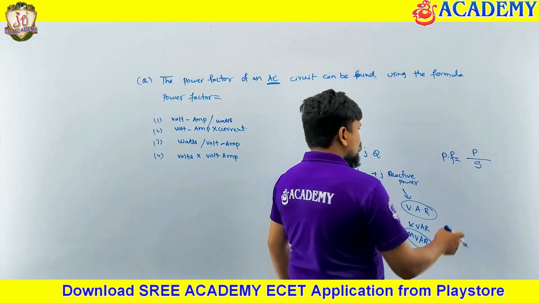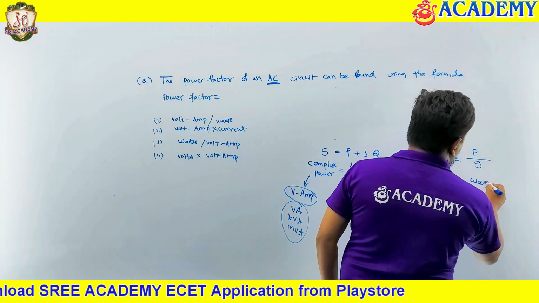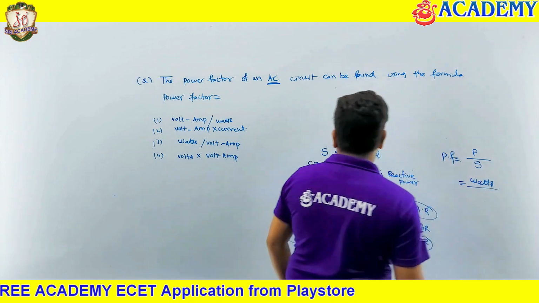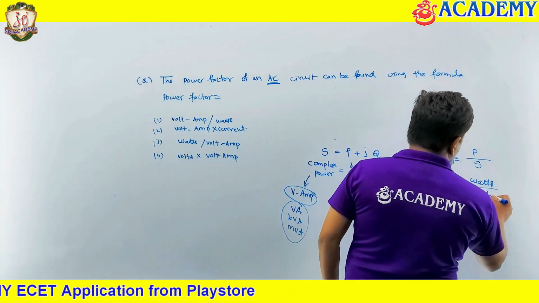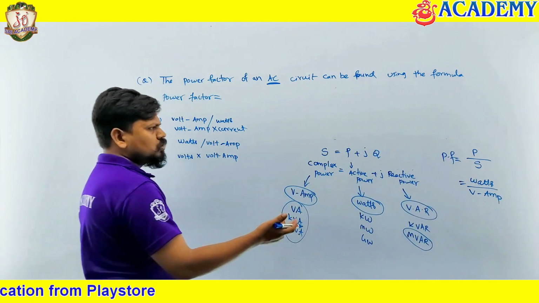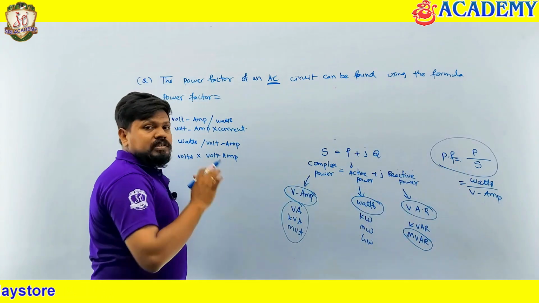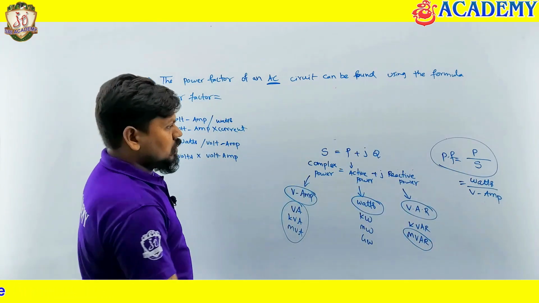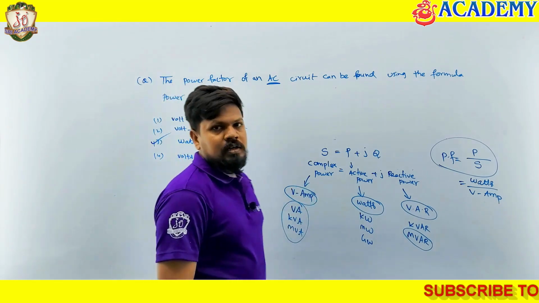Okay, so this is watts, the numerator. Watts divided by the denominator, what is the unit? Volt amperes. Directly we can solve, no need of all this. If you know this formula, we can give this answer within 10 seconds. Watts divided by volt amperes, that is the answer.